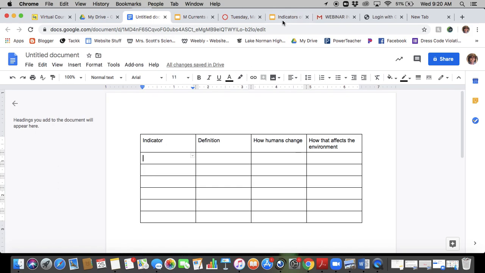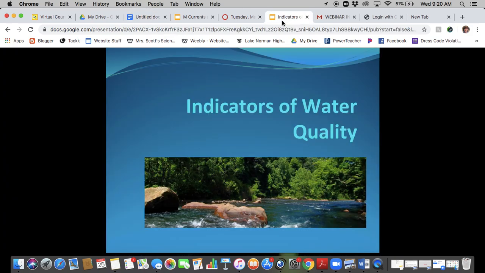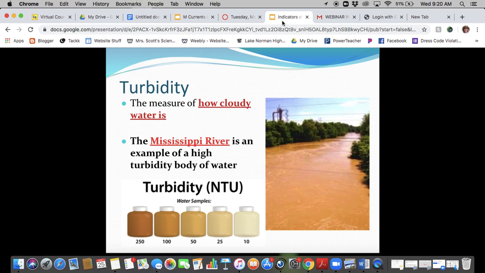All right, so let's start with our first indicator of water quality, and that is turbidity. Here is our definition: a measure of how cloudy the water is. Water can be clear, it can be dirty. That's what turbidity measures. It's measured in this unit called NTU. Basically, the higher the number is, the more cloudy it is. The lower the number, the more clear the water is. So ideally, in a healthy ecosystem, generally the turbidity is fairly low.